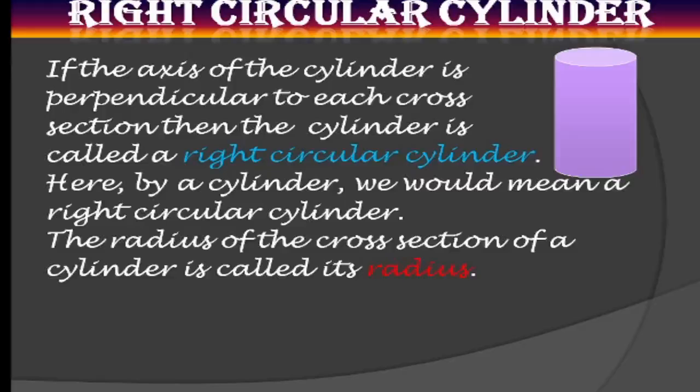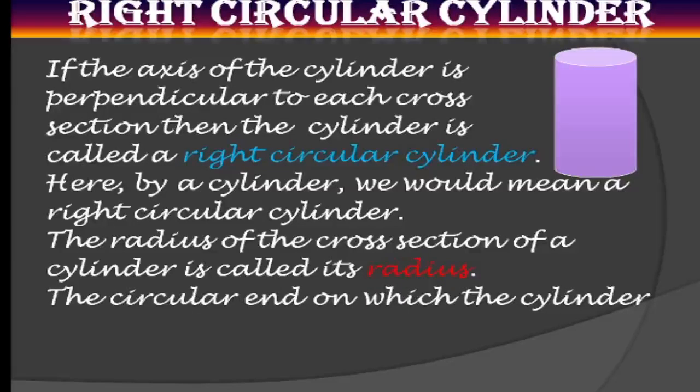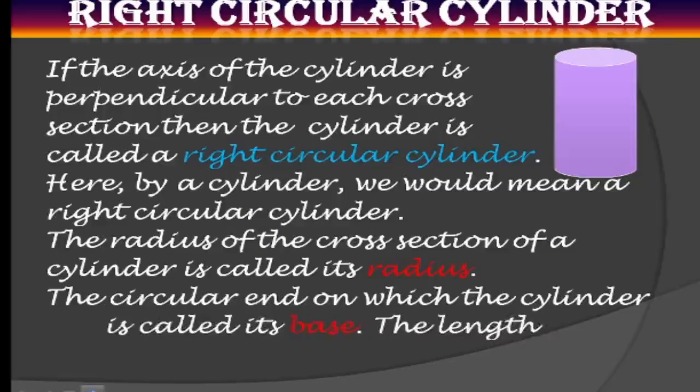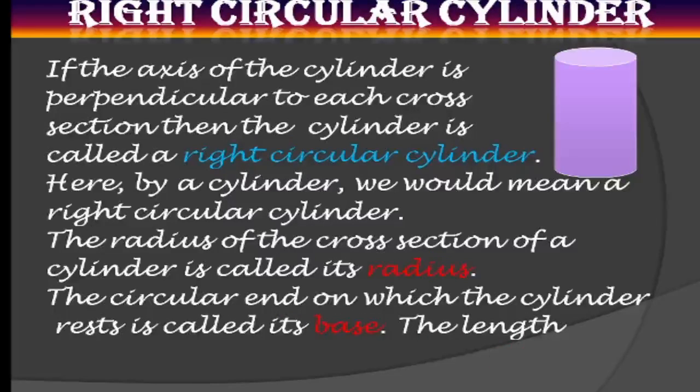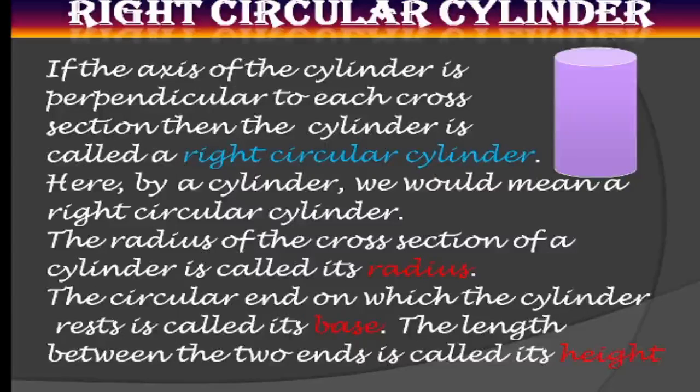The radius of the cross section of a cylinder is called its radius. The circular ends on which the cylinder rests are called its base. The length between the two ends is called its height, the distance between the two centers of the two circular faces. So here we have the radius, the base, and the height of the cylinder.